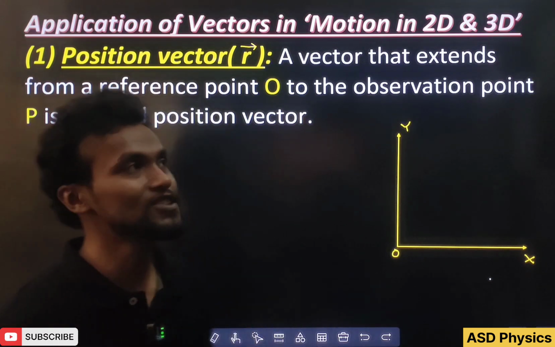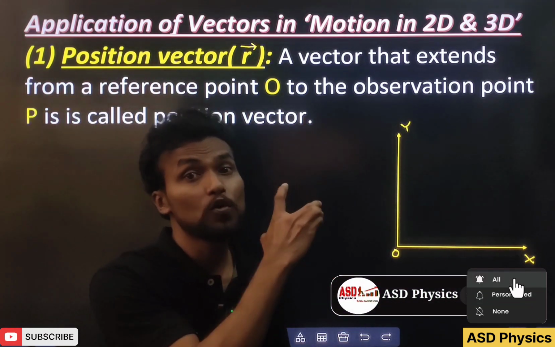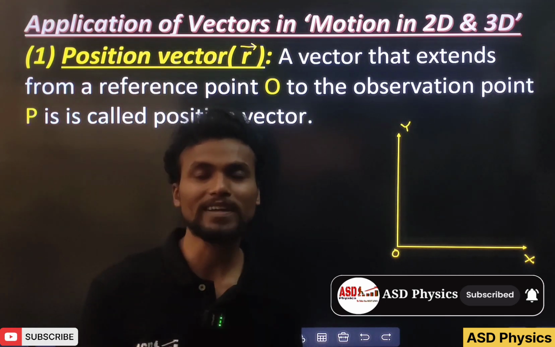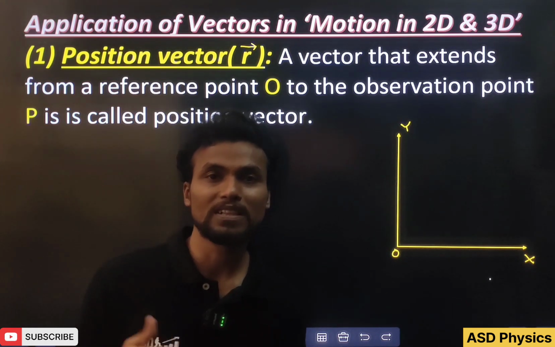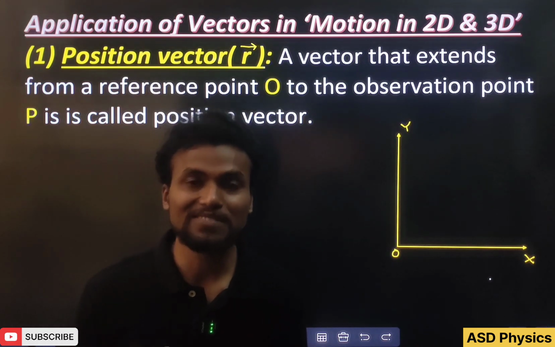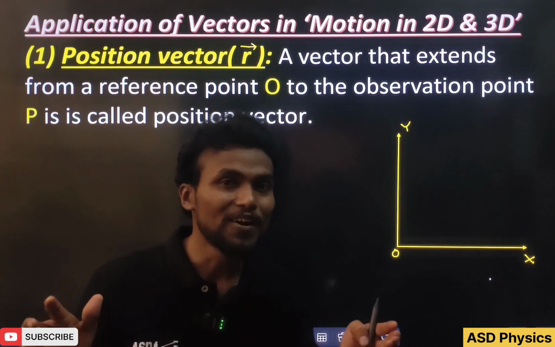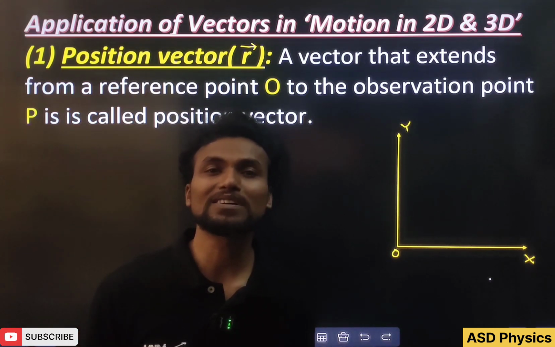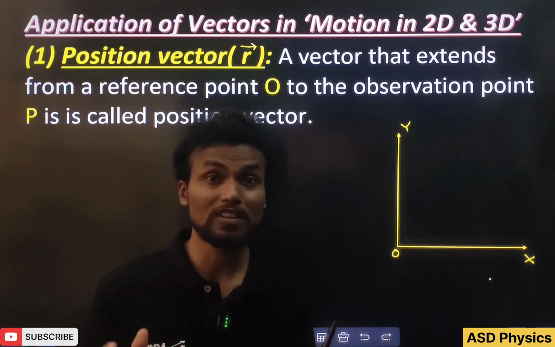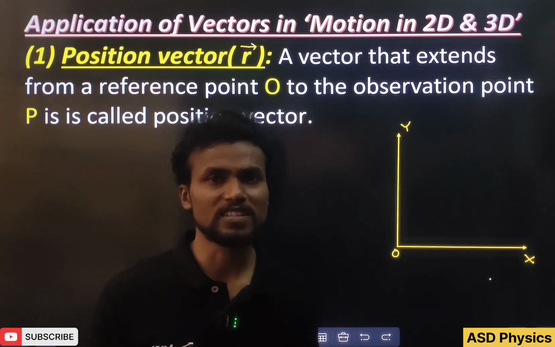So students, in this video we are going to learn about application of vectors in motion in 2D and 3D. We will learn about the position vector, displacement vector, velocity vector, acceleration vector and equations of motion in a vector form. And at the end of the video we will learn how to solve the questions based upon all these concepts. So students, let's start the video.